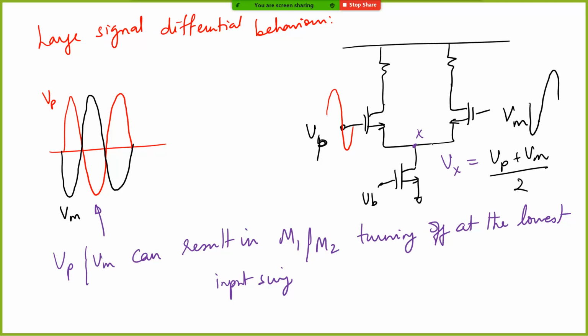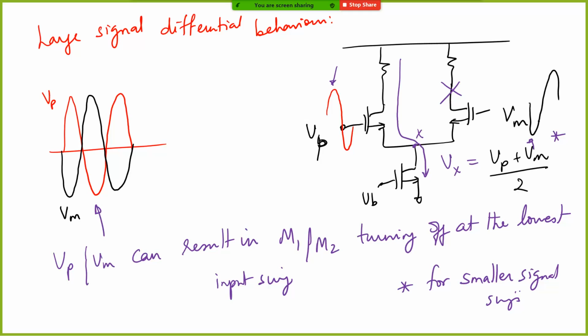Now what can happen is, at this particular point where Vp is maximum and Vm is minimum, the entire I tail can come through one side, and the other side is cut off. In the next cycle, the left hand side is cut off and the right hand side conducts the entire I tail current. Of course, for large signals Vx will also change, but for small signals Vx will remain fairly constant. So this holds for smaller signal swings.